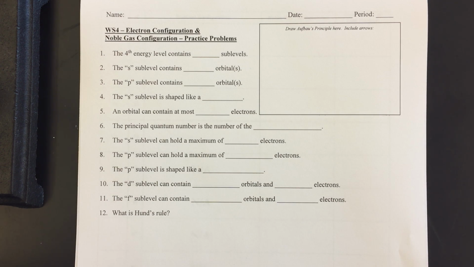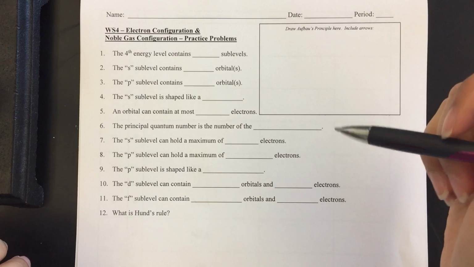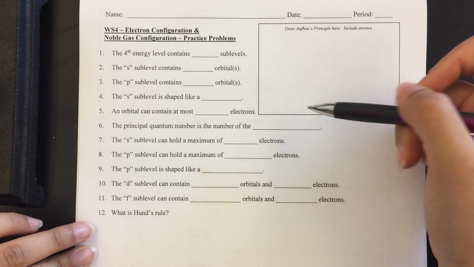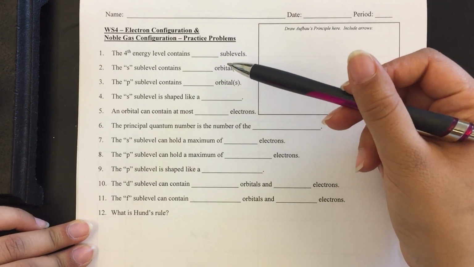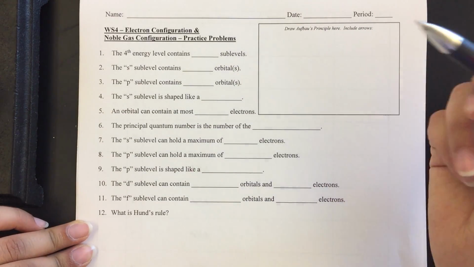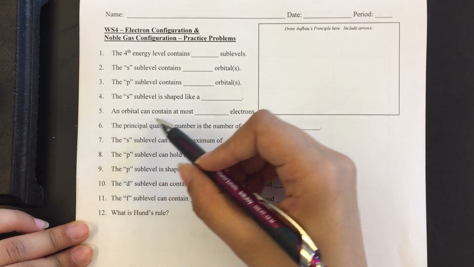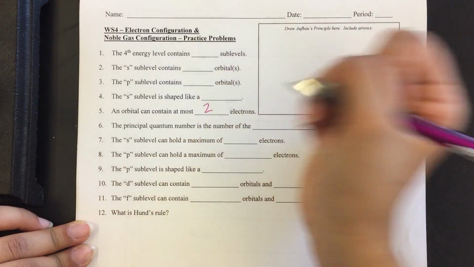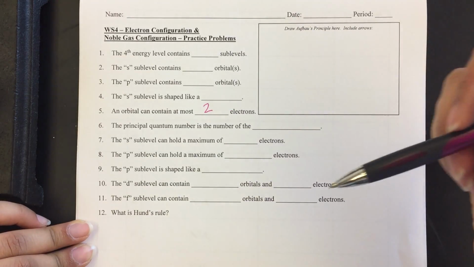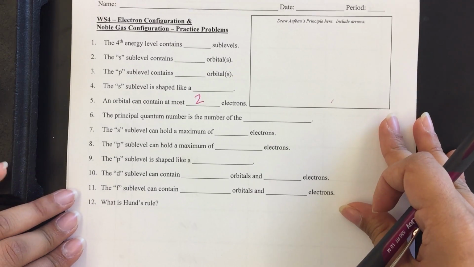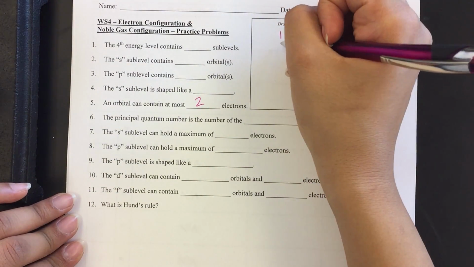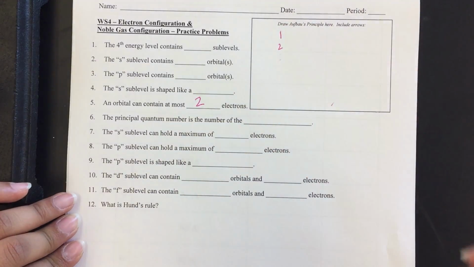So now we're looking at worksheet 4, electron configuration, noble gas configuration practice problems. The front of this worksheet is just information you already know, so you're going to draw that Aufbau chart that we've practiced in many worksheets before. It's asking you questions about energy levels, sublevels, things like an orbital can contain at most 2 electrons. All of this should be in your notes somewhere to define the rules. And you're drawing the whole chart here, so 1 all the way forward.